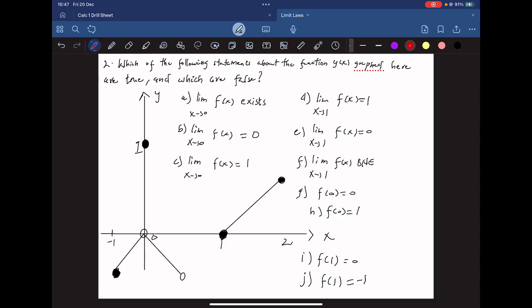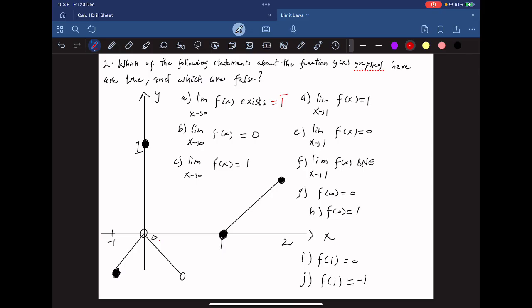Does it exist? Now looking at 0, let's look at approaching from the left and from the right. From the left, we get to see that it goes towards, if you are coming from -1, it goes to 0. And if you are coming from this direction, we get to see that it also goes to 0. Since both are the same, we can say that this is true. Yes, it exists and it's equal to 0.